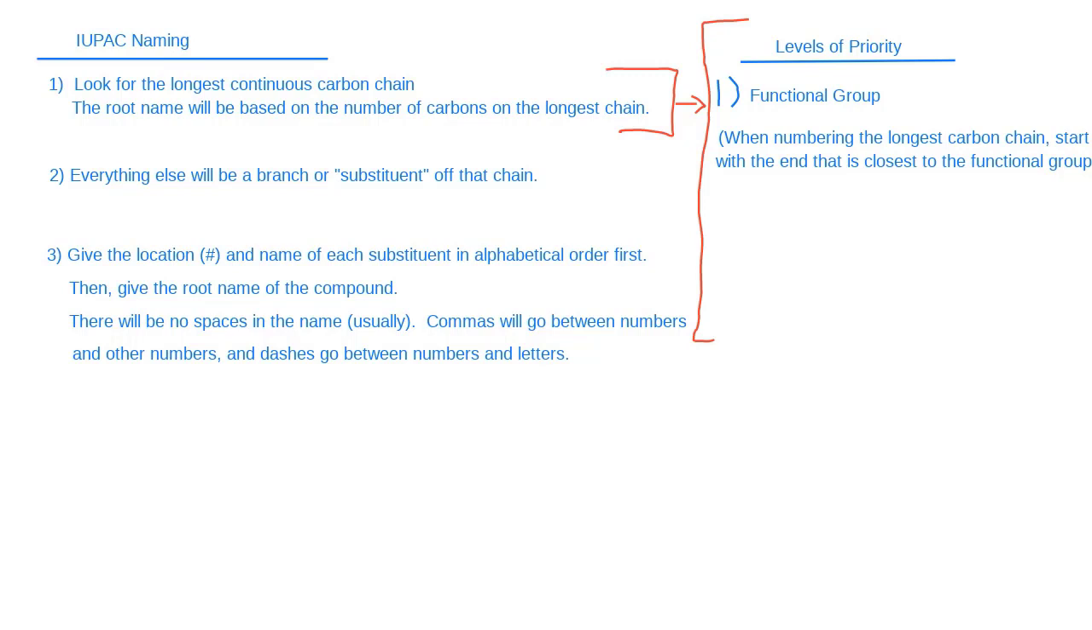The second level of priority is going to be lowest numbers. Lowest number on the first branch. So that means basically you're going to number it from the side closest to the first branch, or first substituent. And then if branches are equally spaced out on either side, then you go to the third level of priority, which is alphabetical order.